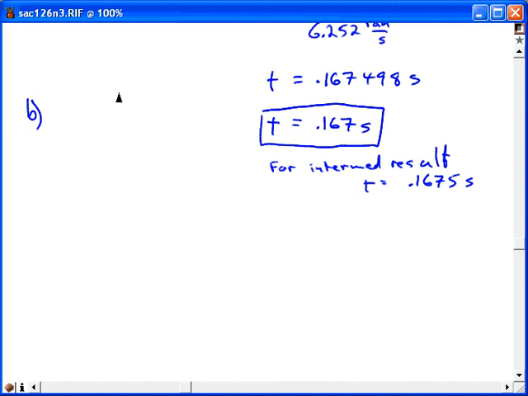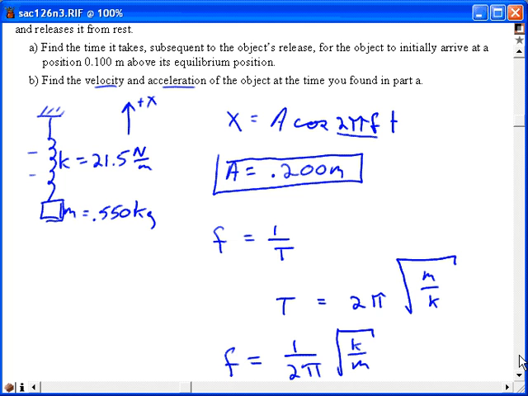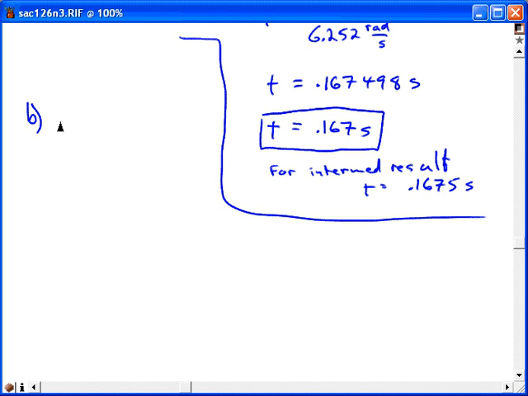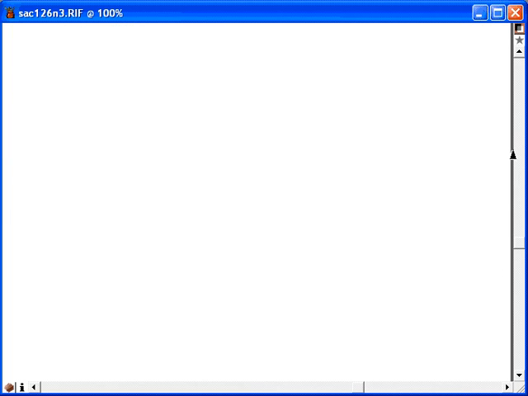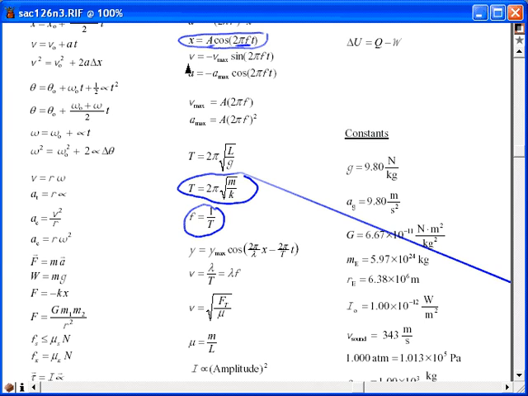Okay, let's take a look at Part B. In Part B, they want to know the velocity. Let's better take a read of it. Find the velocity and the acceleration at the time you found in Part A. So we'll write down an expression for the velocity as a function of time. Get that from the formula sheet as well. The velocity as a function of time is given as minus Vmax times the sine of 2 pi ft, where Vmax is A times 2 pi f.